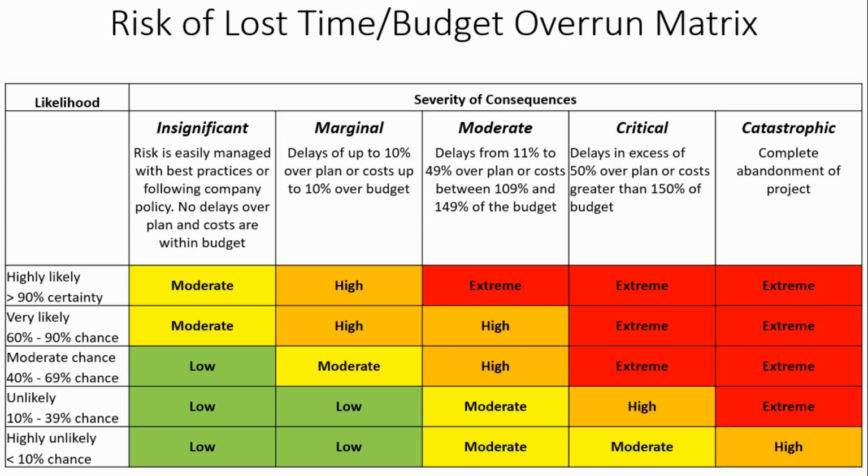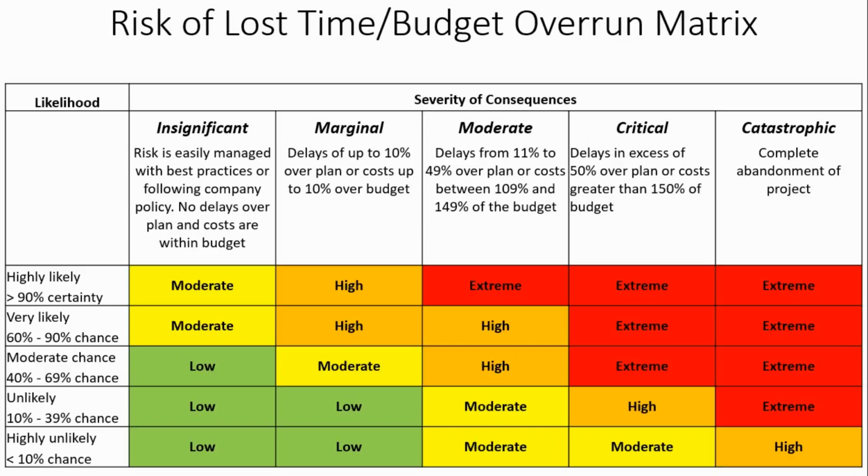Now, these numbers are just examples. Your company may have different numbers. They may have different tolerances for risk. Then on the right-hand side of likelihood, you have severity. And you have a number of different ones, ranging from insignificant, which means that the risk is easily managed as long as you follow good drilling practice or company policy. Then no delays are expected, or there's going to be no cost overrun.